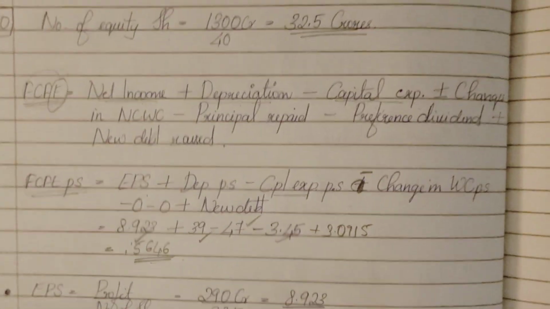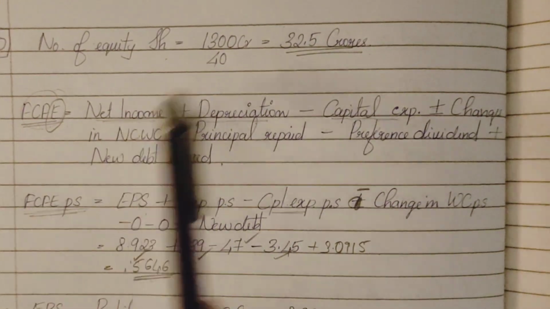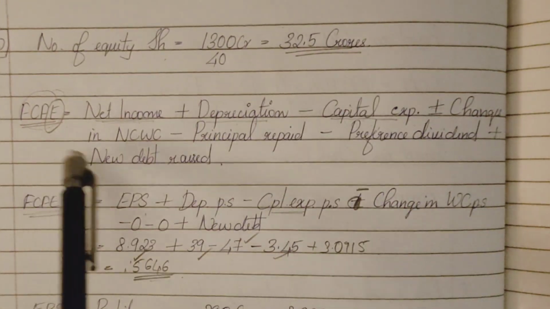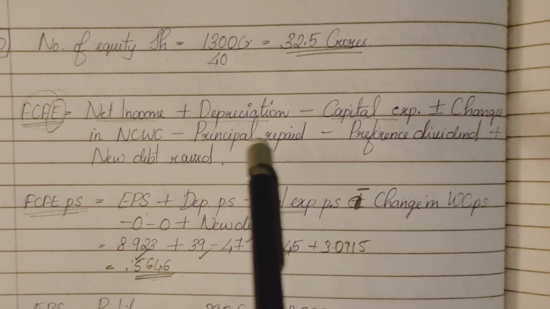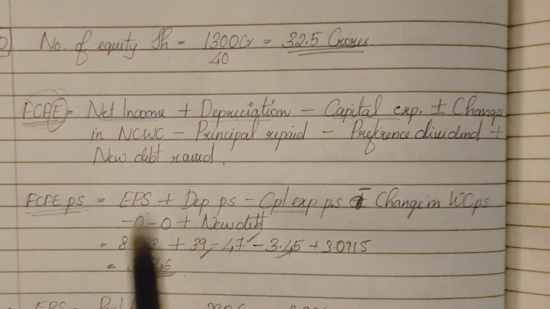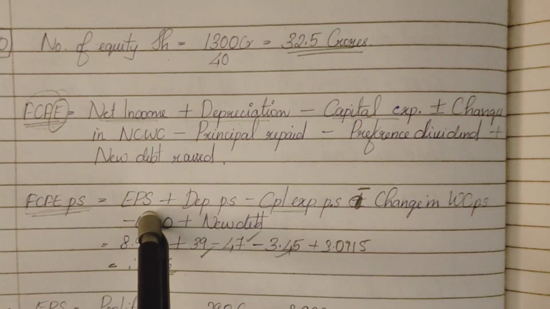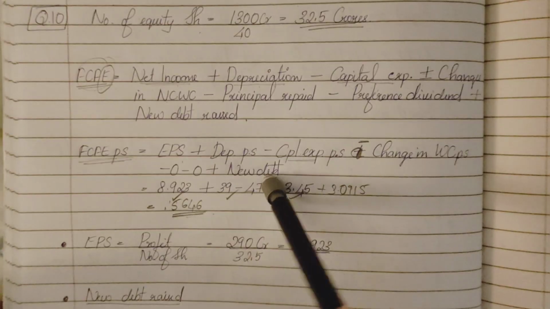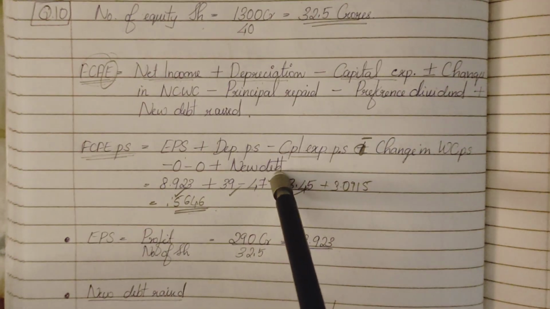So first step എന്താ നമ്മൾ ചെയ്തേ? We calculated the number of equity shares. Then free cash flow to equity formula എഴുതി per share ആക്കി. Then per share വരുമ്പോൾ EPS compute ചെയ്യേണ്ടി വന്നു. Then new debt compute ചെയ്തു. So new debt എങ്ങനെ compute ചെയ്യുന്നത്?